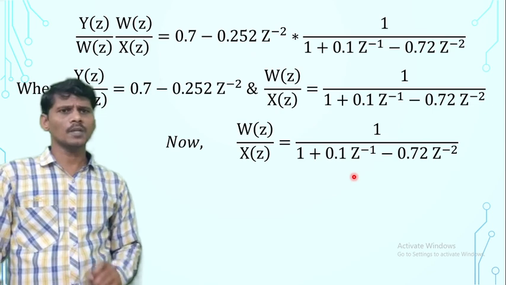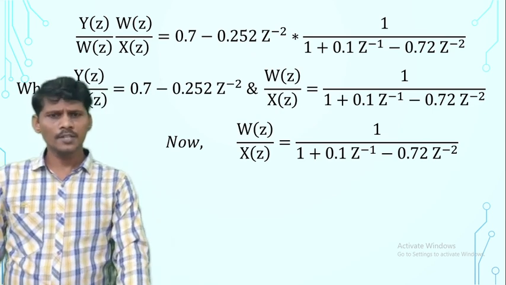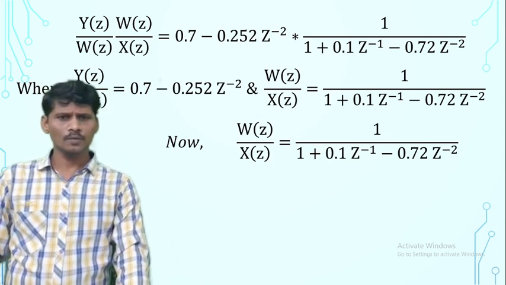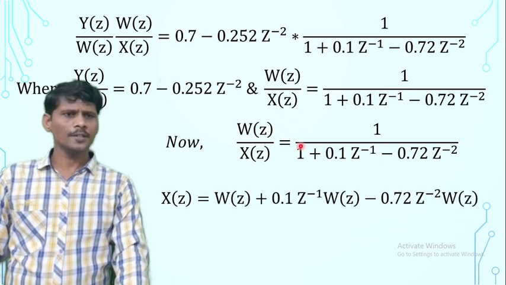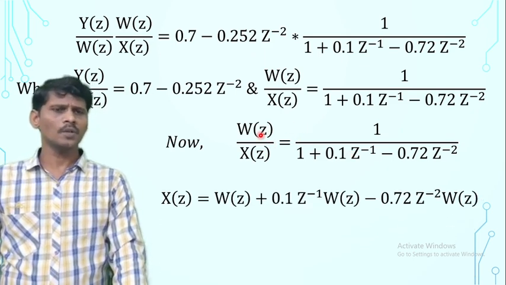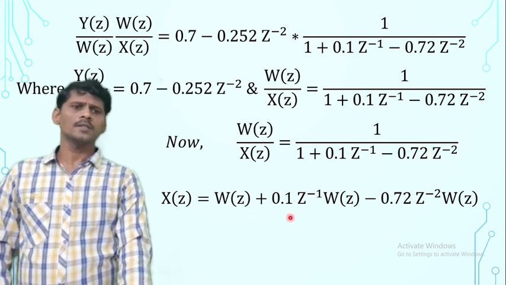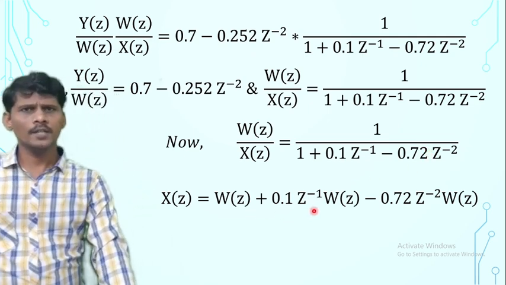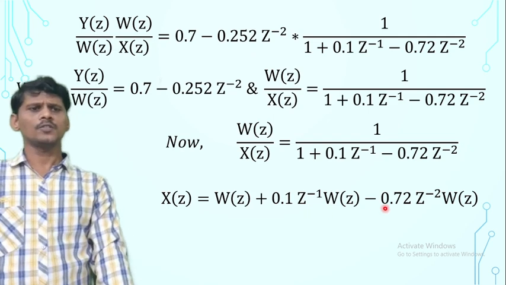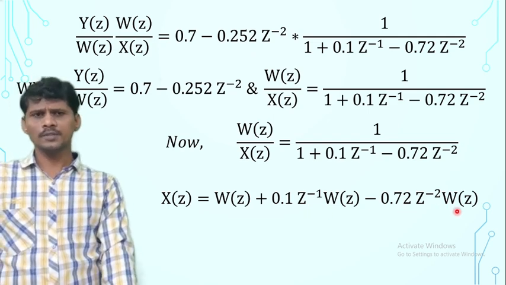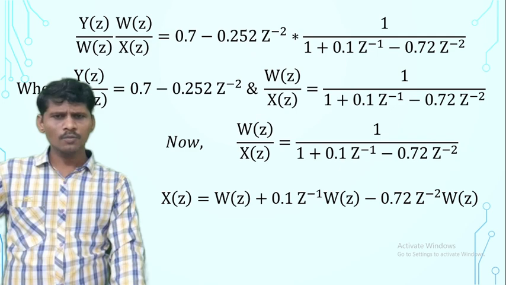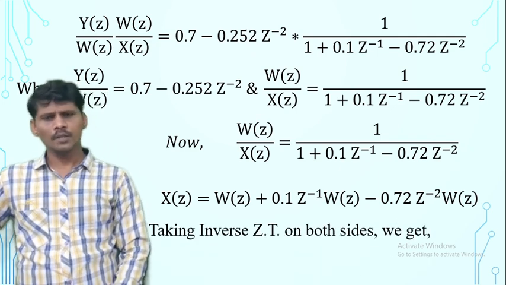So take the cross multiplication: X of z is equal to W of z into this term. Multiplying W of z within the bracket term, we have W of z plus 0.1 z power minus 1 W of z minus 0.72 z power minus 2 W of z. Now taking the inverse z transform on both sides.